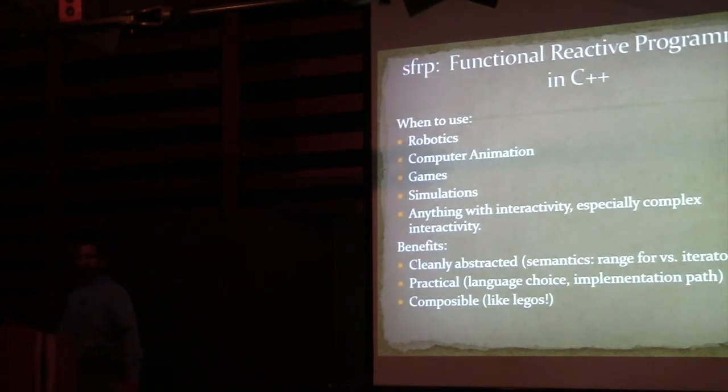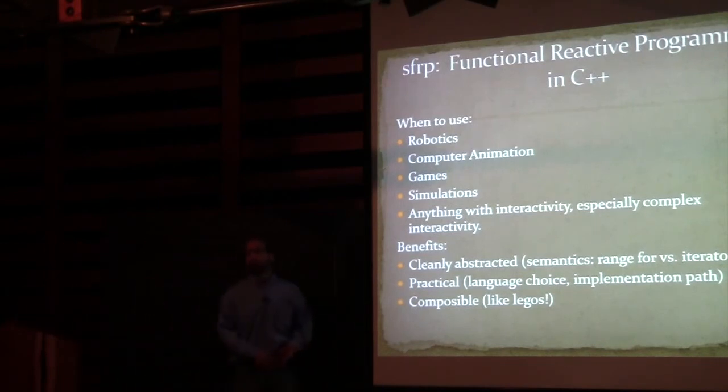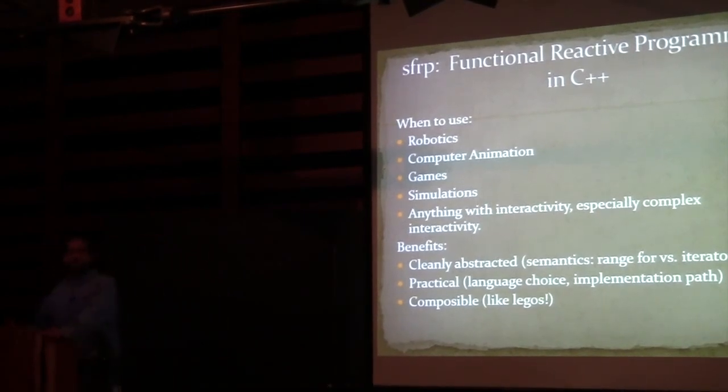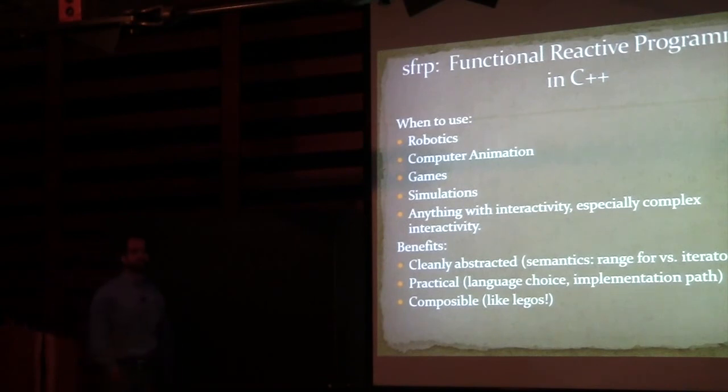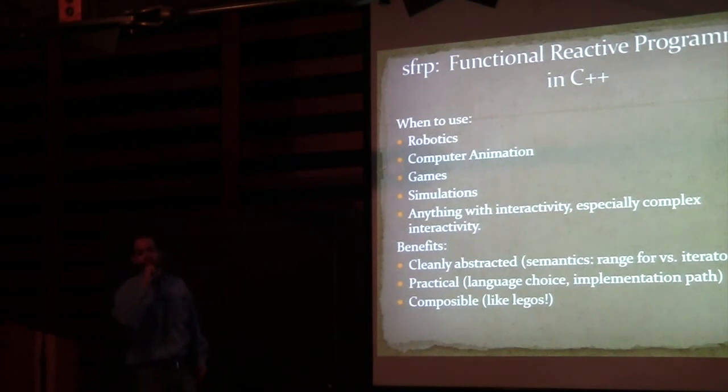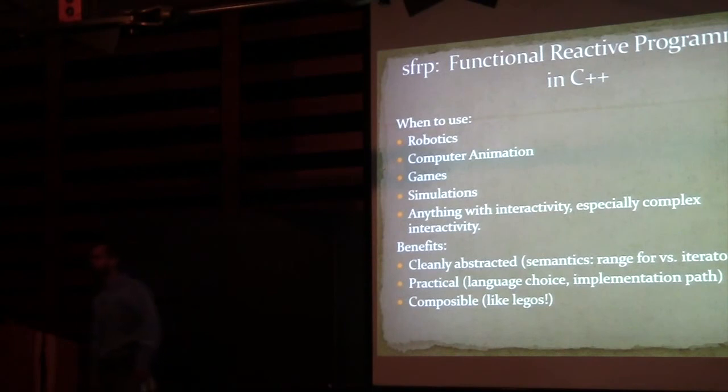The question is, when would you want to use this thing? You could use it in robotics. You can use it in computer animation. You can write games with this. Anything interactive, really. Anytime there's any kind of interactivity with time, this is applicable. I'd like to make the point that nearly every app these days is a computer animation thing that's dealing with events. And I don't know if that's true, but there's certainly a lot of those.